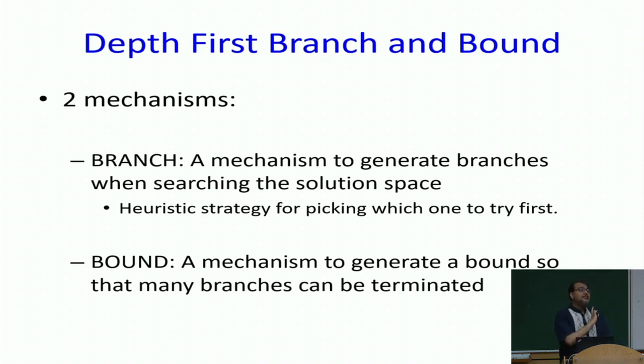However, the bounding mechanism is the strength of branch and bound, and bounding mechanism says that I will be able to terminate branches if they exceed a certain bound. So, let us see if we can understand this, and we will understand this in the context of this particular example. So, this is an example of a graph.